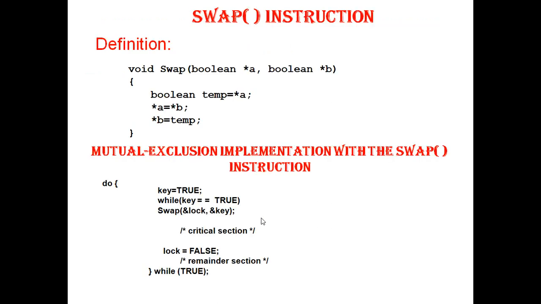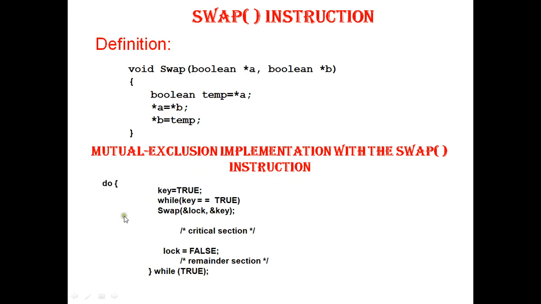Next, what is the swap instruction? The swap instruction operates on the contents of two words, that is boolean a and boolean b. It is going to operate on the contents of these two variables.